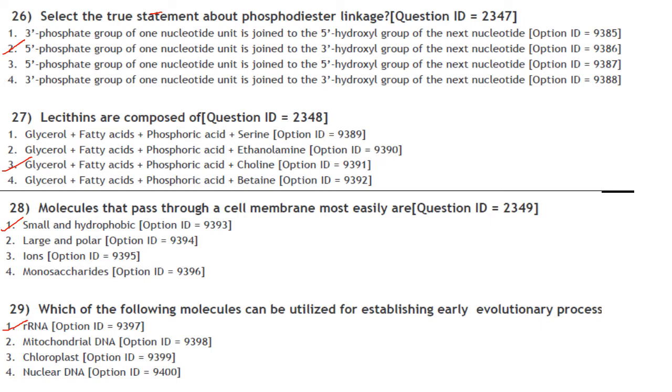Molecules that pass through a cell membrane most easily are. So they are small and hydrophobic. Cell membrane lipid bilayer is present. It will be the hydrophobic region. So smaller the molecule and more hydrophobic it will pass through the cell membrane. Then which one of the following molecules can be utilized for establishing early evolutionary processes? So it is RNA. rRNA. Answer is option 1.